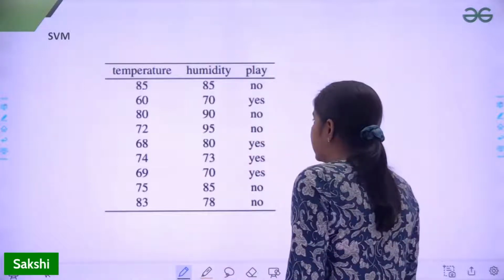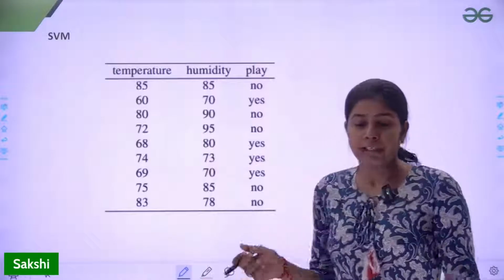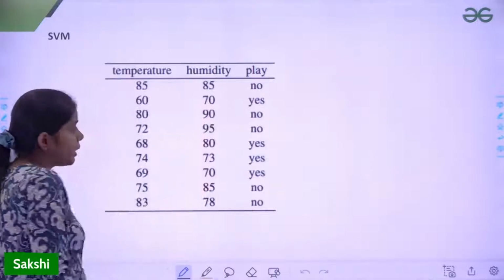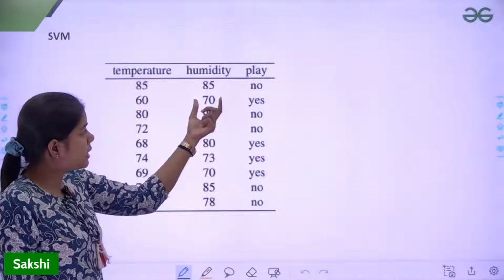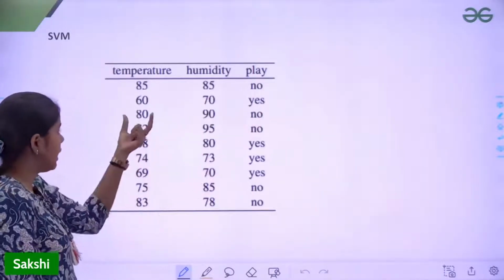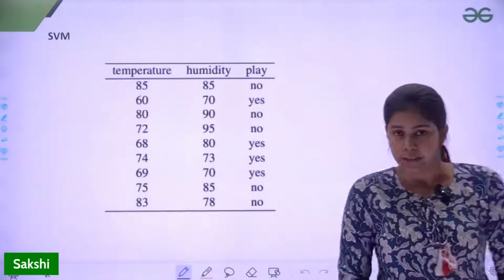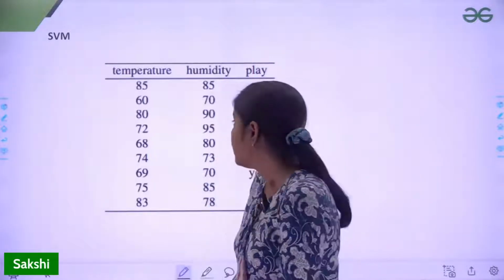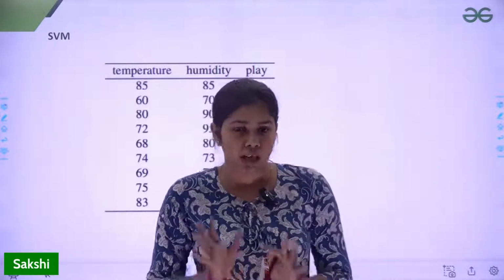Okay, so you can see this example. We have given temperature and humidity, and according to that, we are deciding whether we are going to play or not. So we have some examples. If temperature is 85 and humidity is 85, we haven't played. If temperature is 60 and humidity is 70 on a particular day, then the person has played. And if the temperature is 80 and humidity is 90, the person hasn't played, right? So that means this is a classification problem. We have to classify whether the person is going to play or not according to temperature and humidity.